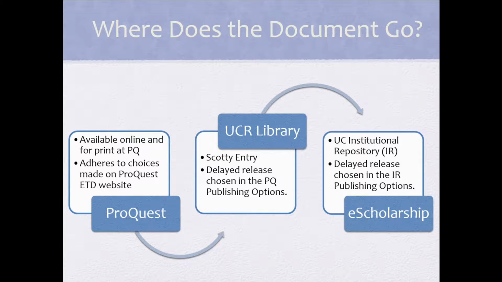So you're making separate selections about how your document will behave in each of those places when you're uploading in ProQuest. A note about eScholarship is that it is an open access repository. It's a UC-wide institutional repository where all UC dissertations and faculty publications, all of that is available on eScholarship.